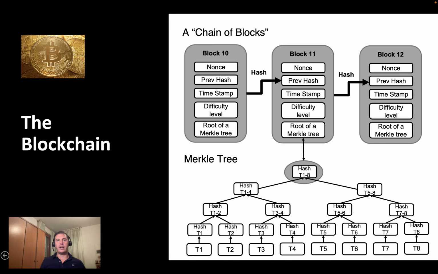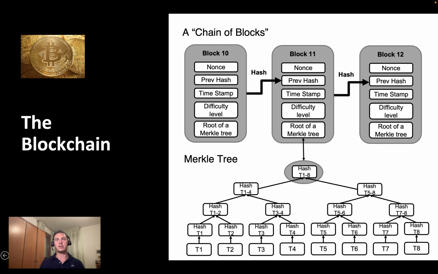Now, in this way, we have a chain of blocks. You can see here block 10, block 11, and block 12. Hashing block 10, you have the hash that appears in block 11, and the hash of block 11 appears in the data of block 12. So we have a blockchain where each block is linked to the previous one.